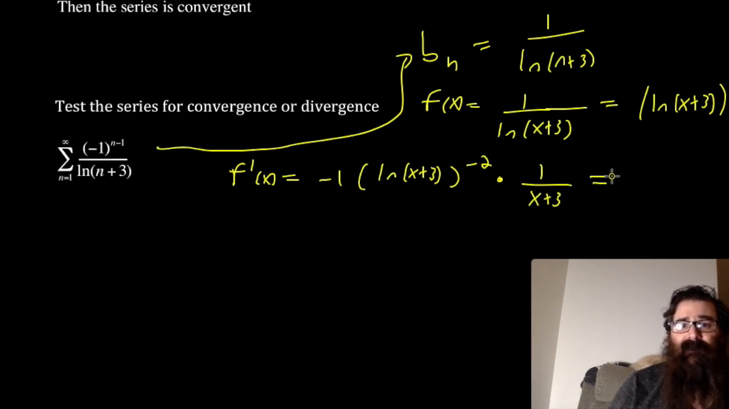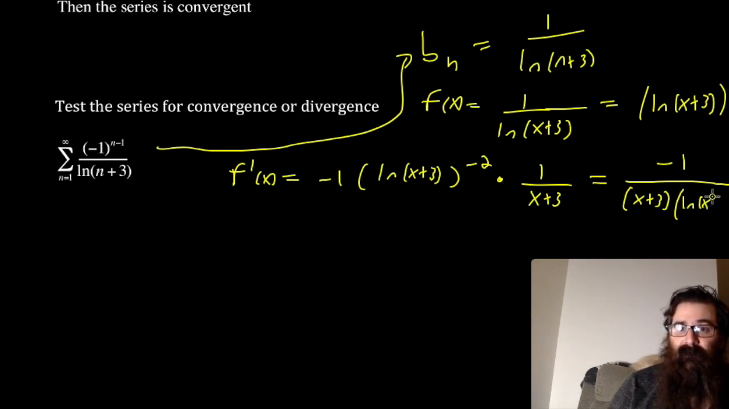And if I clean up this derivative, I could write this as negative 1 all divided by, in the denominator, I have x plus 3. But then I also have this ln of x plus 3 to the power of minus 2, and I can bring that down in the denominator as well, and write that as ln of x plus 3 squared.